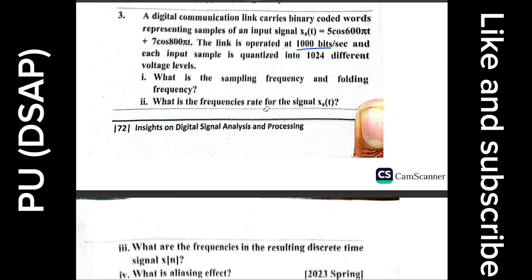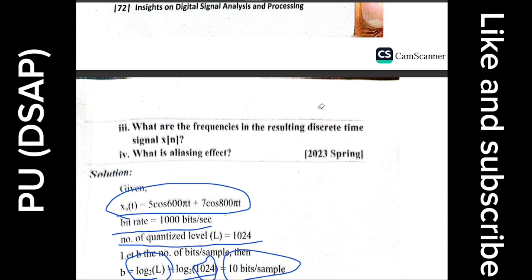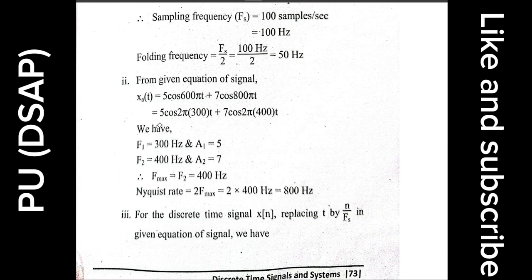What is the frequency rate for the signal x(t)? Here it asks what the frequency rate is, so for that we go to the right, x(t). Here x(t) is given as 5 cos 600πt + 7 cos 800πt. You have to be careful about one thing: first you have to divide this part by 2 into two parts. Keep in mind that while dividing, you should only divide by 2.